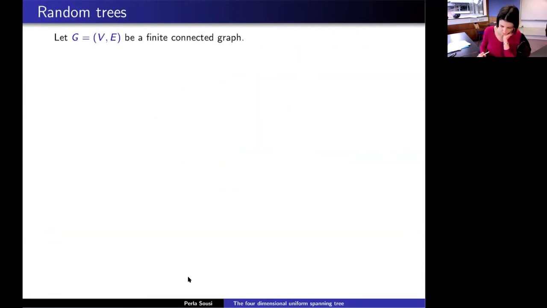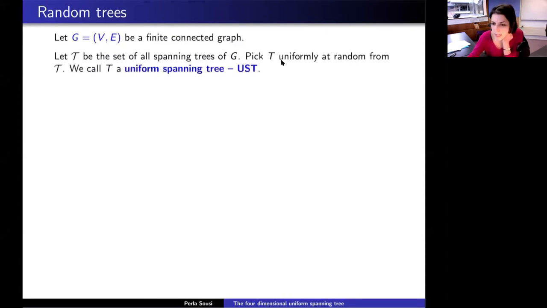Okay, so if we have a finite connected graph G, then we can denote by calligraphic T the set of all spanning trees of G. This is going to be a finite set. And as probabilists, we like to pick things at random, so we can pick one spanning tree from this collection T uniformly at random. So we give all trees the same probability. The tree we pick, we call a uniform spanning tree, and I will abbreviate it as UST.